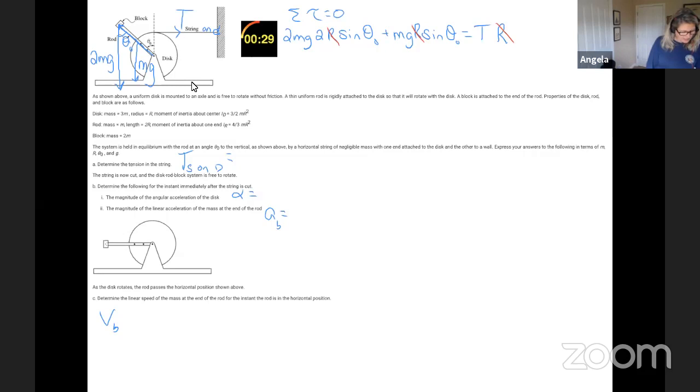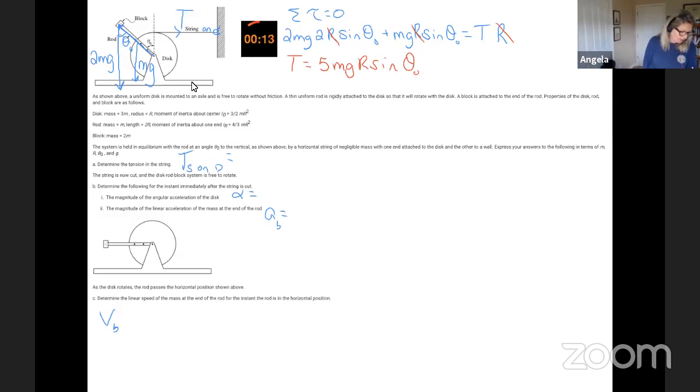Okay, and then, so we're trying to find tension. So tension would be 5 mgr sine theta naught. Okay, and then in part B, it says, now they cut the string, find alpha.